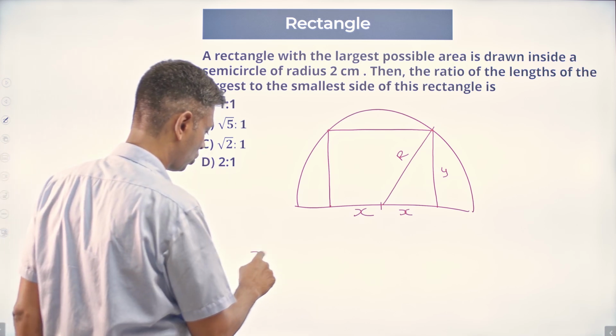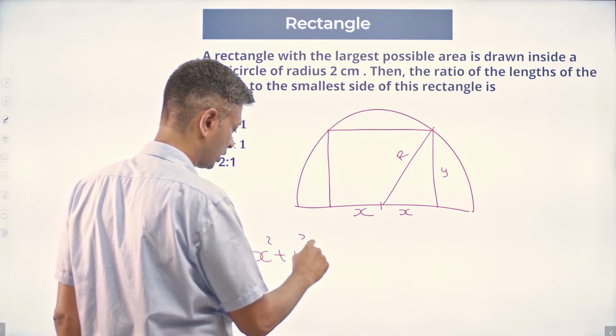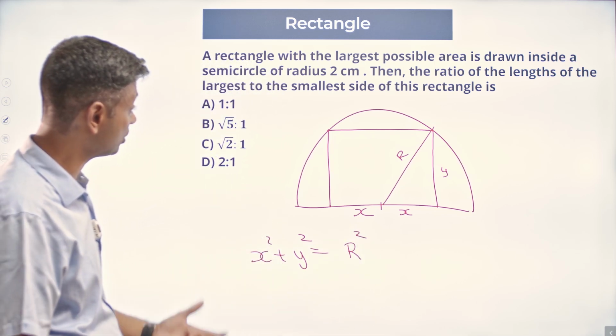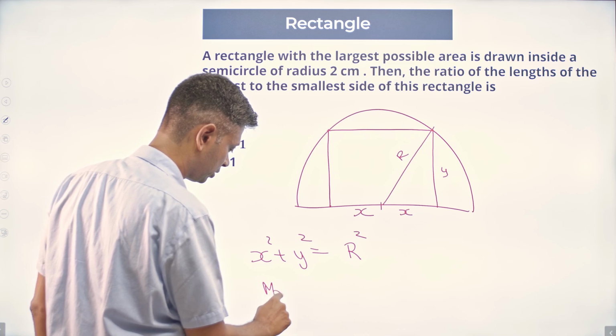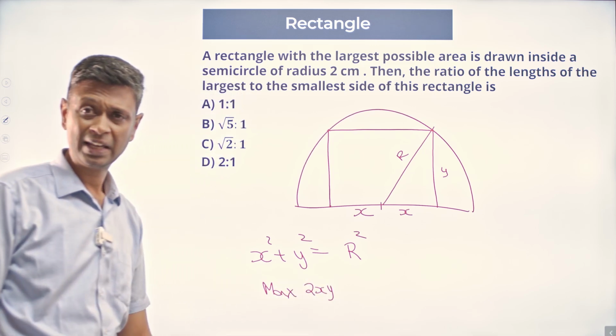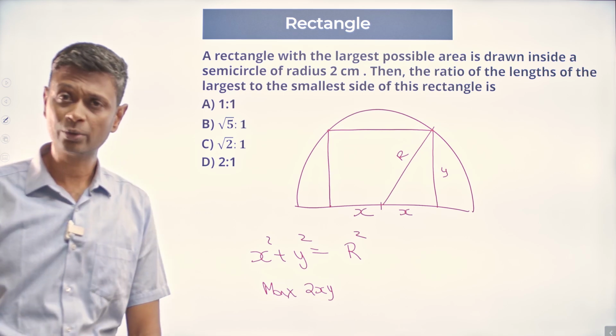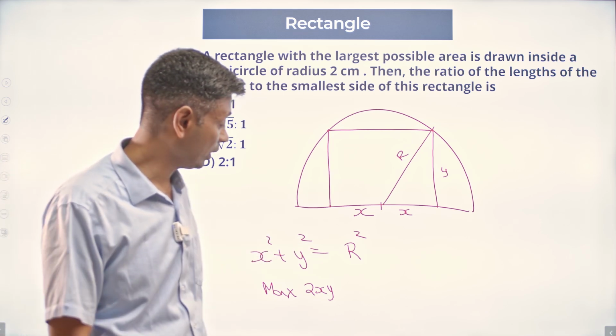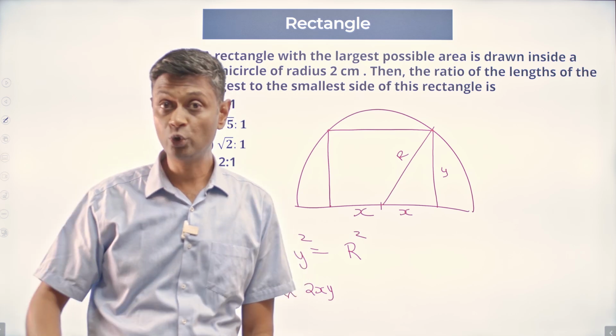We know that x square plus y square equal to r square. We want area to be maximum, or we want to maximize 2x into y. We maximize xy. x square plus y square is r square. That is fixed. Given x square plus y square, how do we get maximum value of xy?